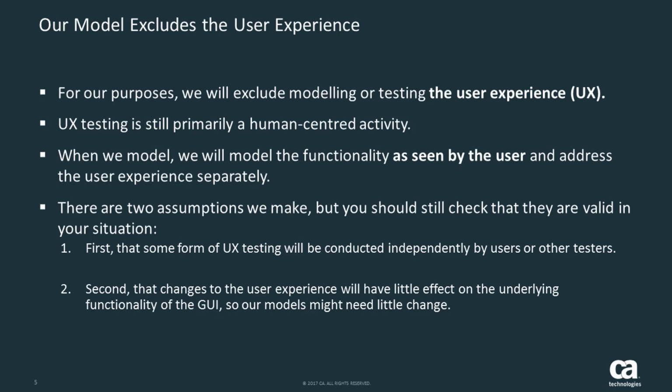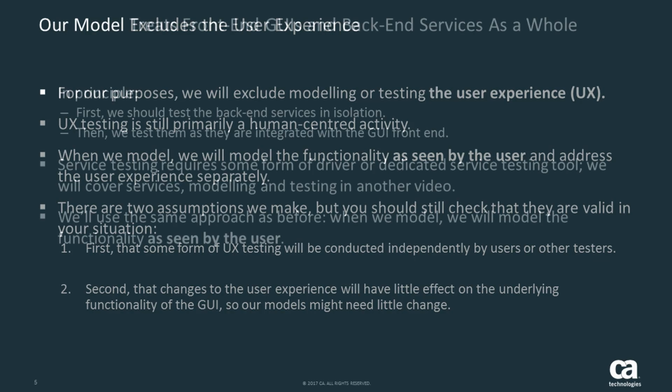Now, in order to do this, we have to make two assumptions, quite simply. And we should check that we're in a safe place when we do this. First, that someone is going to pick up the user experience testing independently of us. And second, that if the user experience triggers change to the application, our ambition, or our hope, is that they'll have little effect on the underlying functionality of the GUI. So hopefully our models shouldn't change, even if the appearance of the GUI might.